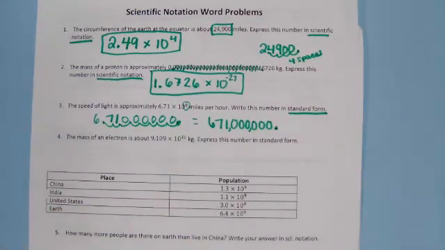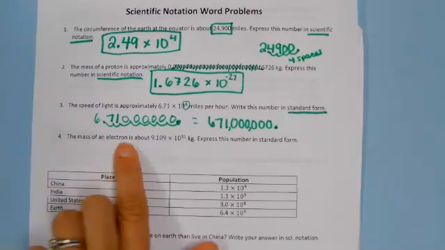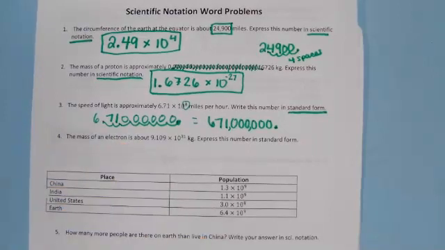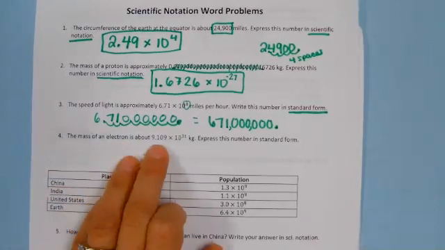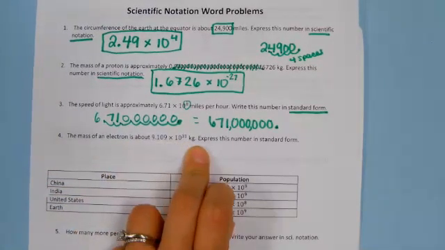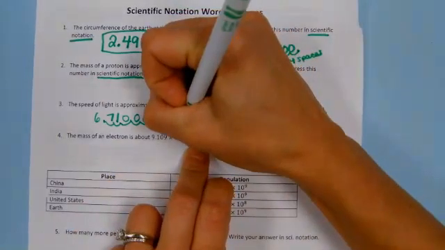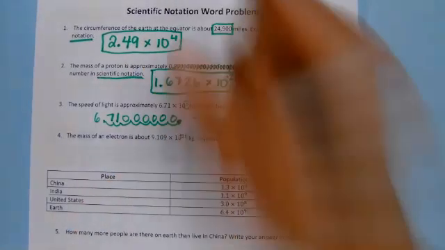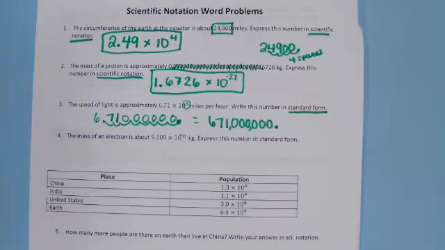Okay, next one. The mass of an electron, another word that you might not know, right? But we're going to look at the question. Is about 9.109 times 10 to the 31 kilograms. That should be a negative. Sorry, typo. That's a negative. Express this number in standard form.